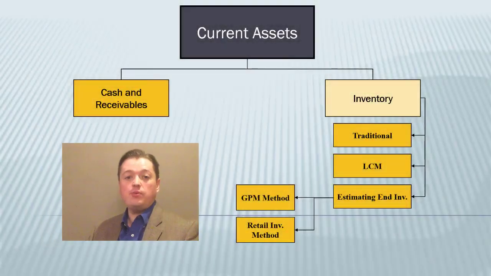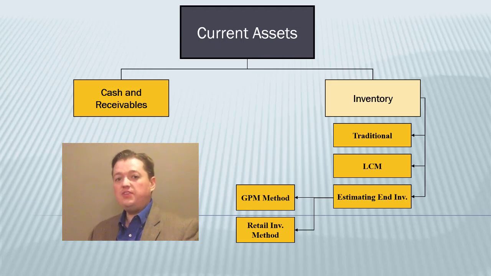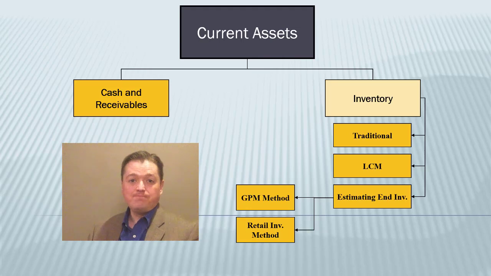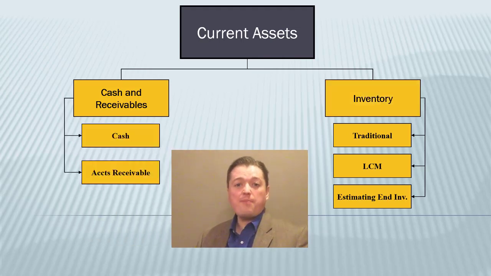Over the last few segments, we've been talking about inventory, specifically about lower of cost or market and ending inventory estimates. Now we get to wrap up that discussion of inventory and of our current assets and start talking about a whole new category of assets.